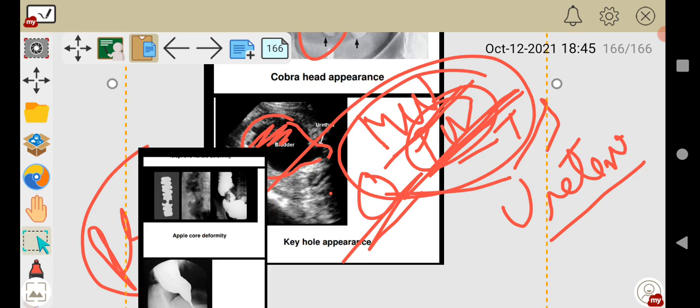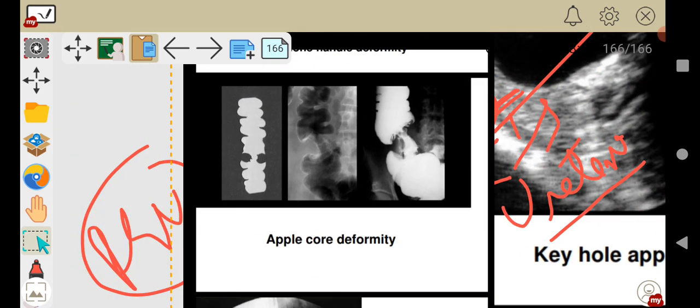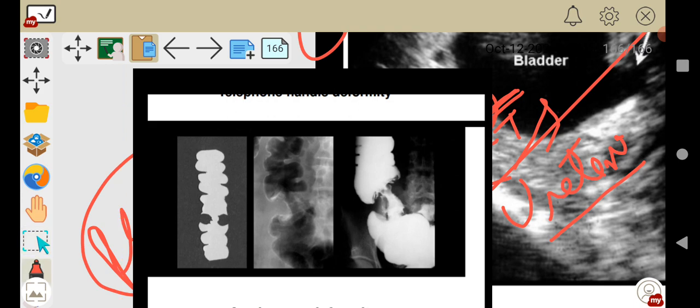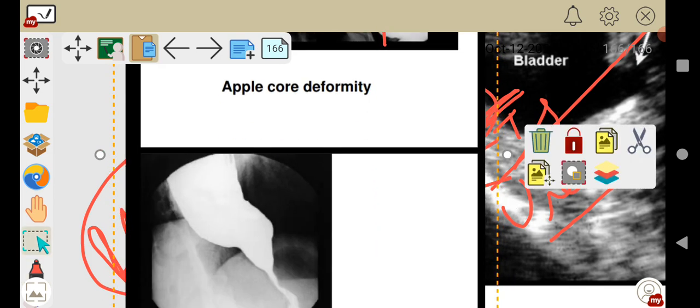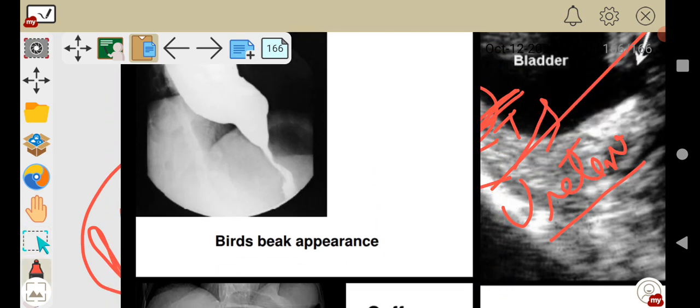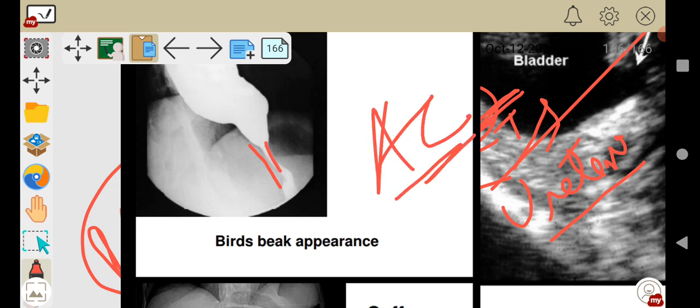Yes, this one we will also discuss. So see, this is the apple core deformity, right? This is colonic cancer, apple core deformity or colonic cancer. We'll go to the next slide. See, this one is bird's beak appearance, achalasia cardia. If it is irregular like that, then it will be rat tail deformity in case of esophageal cancer.